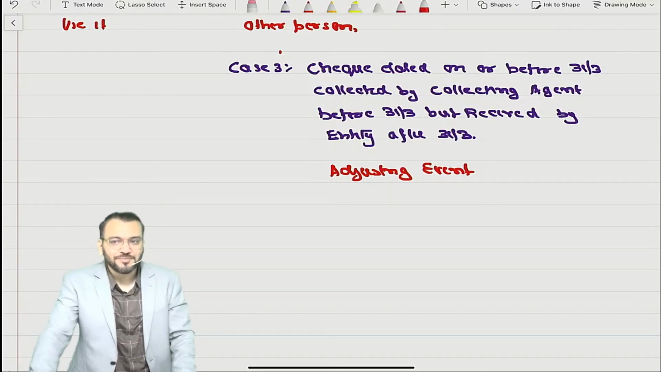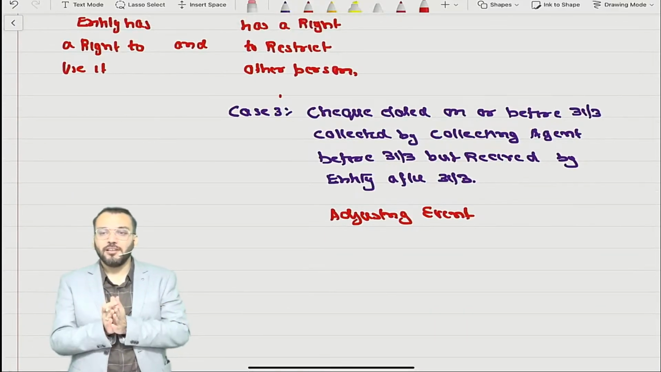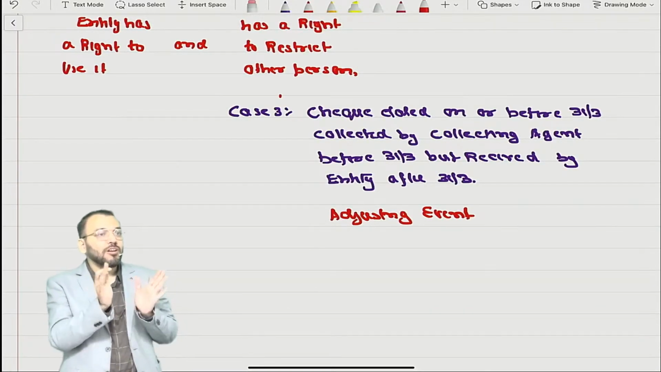Can we start once again, everyone? Yes. So before the break, we have taken four examples about adjusting and non-adjusting events. All are related to dates.